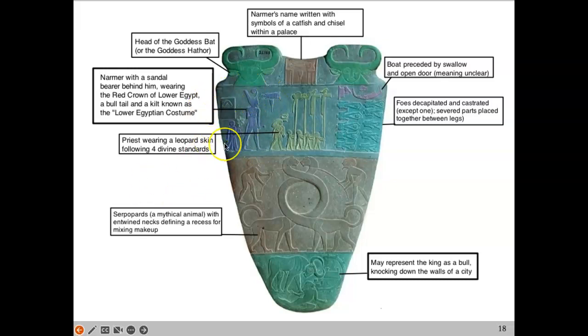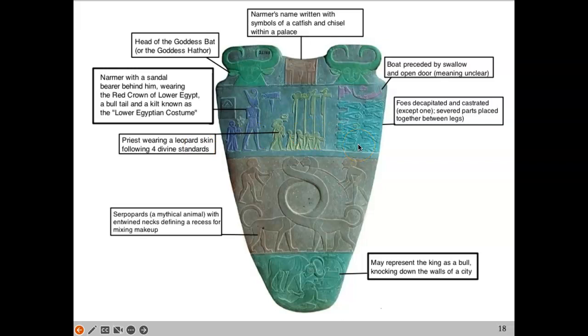His sandal bearer or foot washer is following him again, holding his sandals. In front of him is a priest wearing leopard skin, and in front of that are 4 men carrying divine standards. They could be priests or they could be soldiers. Each standard is different, and they may represent 4 different regions of Egypt.